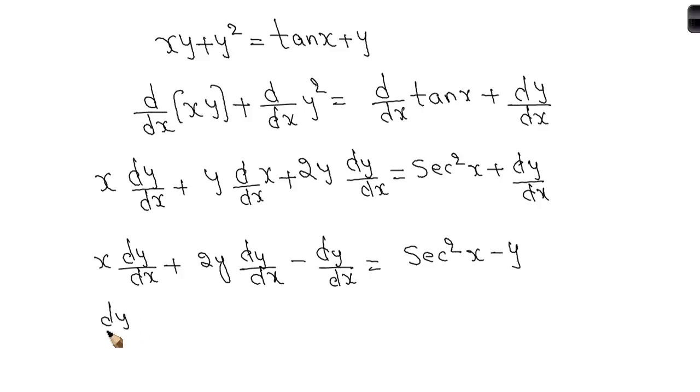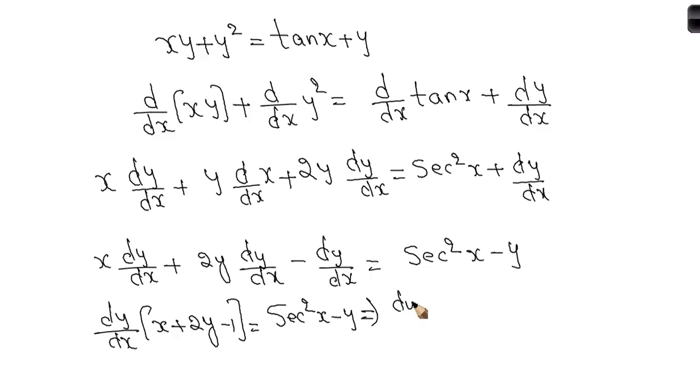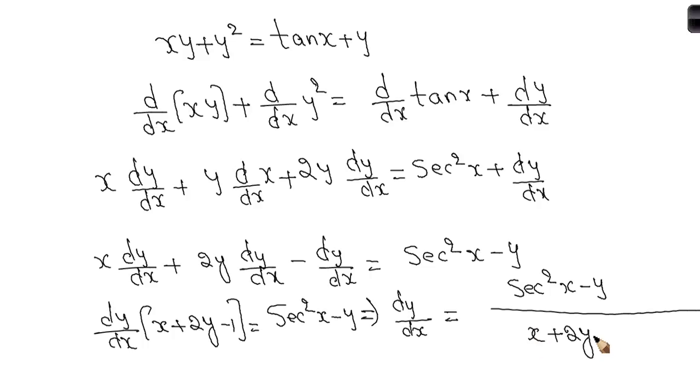So if I take dy by dx common, it becomes dy by dx times (x plus 2y minus 1) is equal to secant square x minus y. It implies dy by dx is equal to (secant square x minus y) upon (x plus 2y minus 1). So don't be afraid by looking at the function, just follow the steps and see how easy it is to find the differentiation. Good, hope you are very clear.